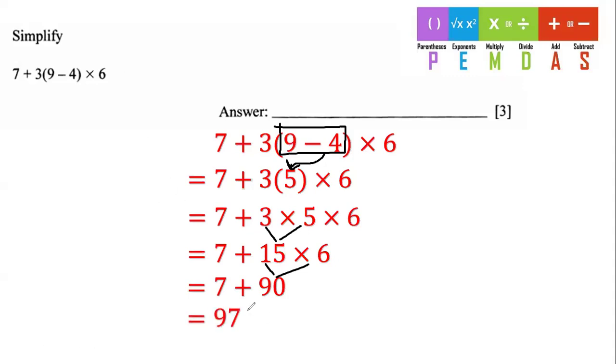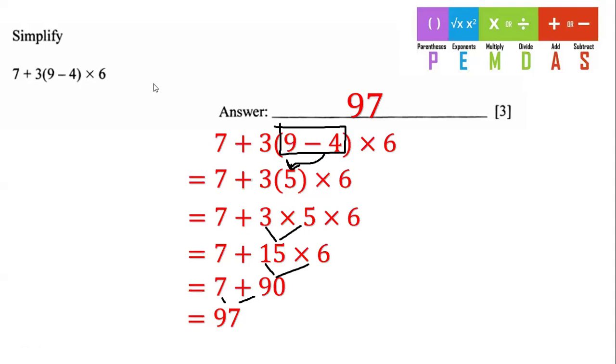Excellent. Any questions on this, or do y'all understand the straightforward stuff? Let me know. So our answer here is 97. The important thing is that we do parentheses first, then exponents. If there are no exponents, then we do multiplication or division. Remember, they're equally weighted, so whatever comes first from left to right. The same is true for addition and subtraction. But multiplication and division are always prioritized before addition and subtraction. That's why we always multiply before we add.